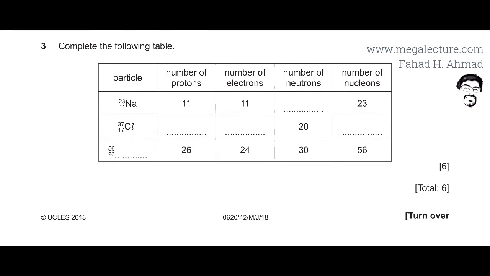The number of neutrons is found when the atomic number is subtracted from the atomic mass, which is going to be 23 minus 11, which would give me 12 neutrons.